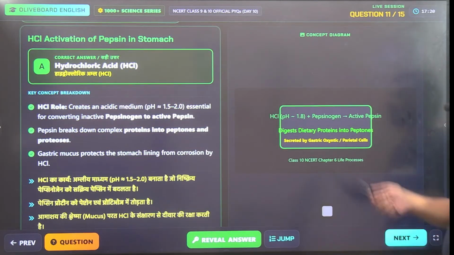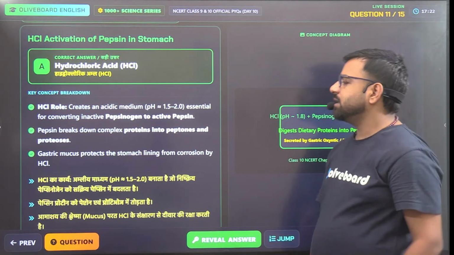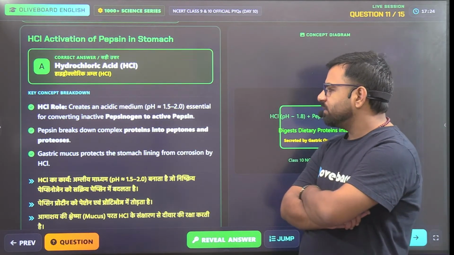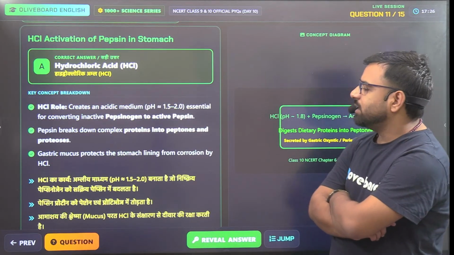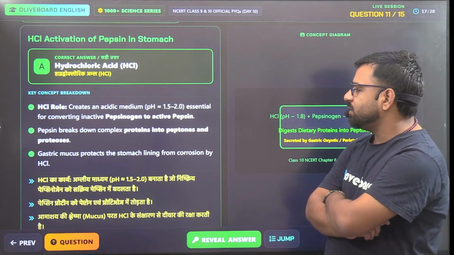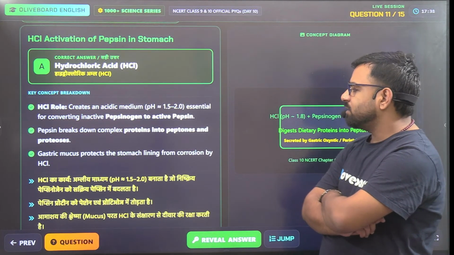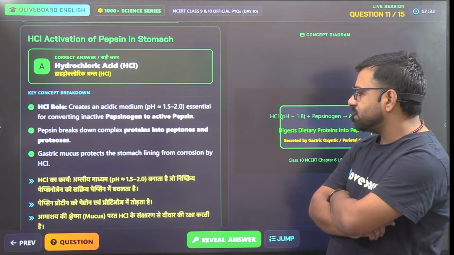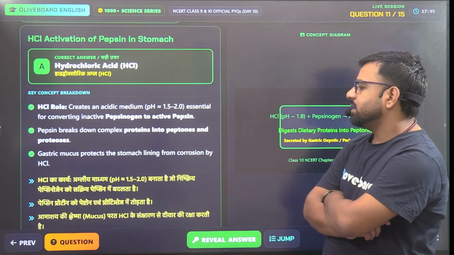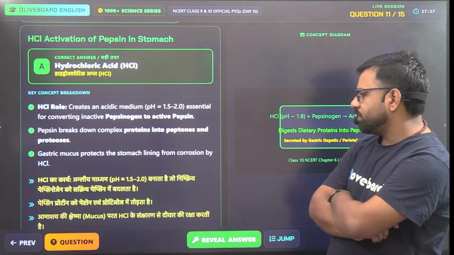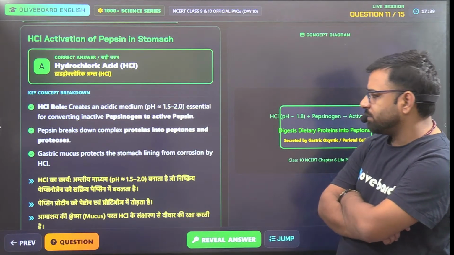Next. So HCl, it creates an acidic medium, pH value approx 1.5. It's essential for converting inactive pepsinogen to active pepsin. Pepsin breaks down the complex proteins into peptones and proteases. Gastric mucus protects the stomach lining from corrosion by HCl.